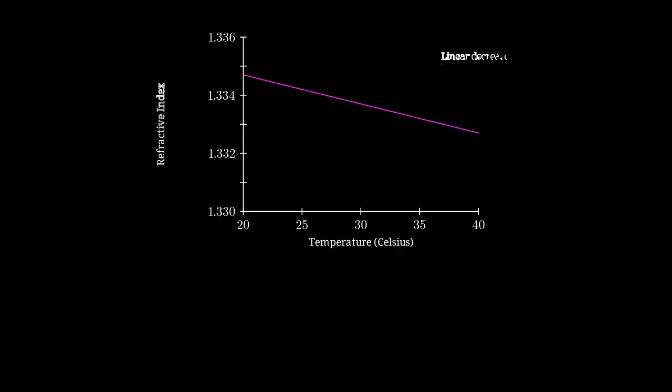This plot shows refractive index versus temperature for water. The linear decrease of about 1 part in 10,000 per degree requires temperature stabilization for high-precision systems. High-performance systems use either active temperature control with thermoelectric coolers or optical compensation schemes that correct for thermal drift.